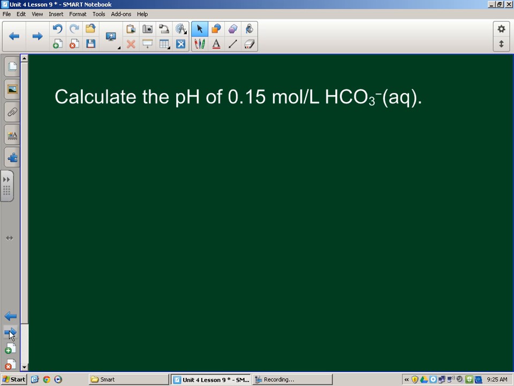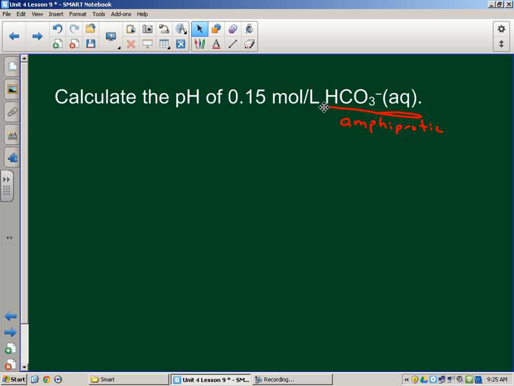However, if we're going to calculate the pH of a 0.15 molar hydrogen carbonate ion here, we first, of course, notice that this is amphiprotic, which means you're going to have some extra work to do. We're going to do the same stuff we did last day, calculating pH of this. We know that this is a weak acid or perhaps a weak base. I'm not sure. But we're going to do the same stuff as last day. We're going to write out the equation, etc.